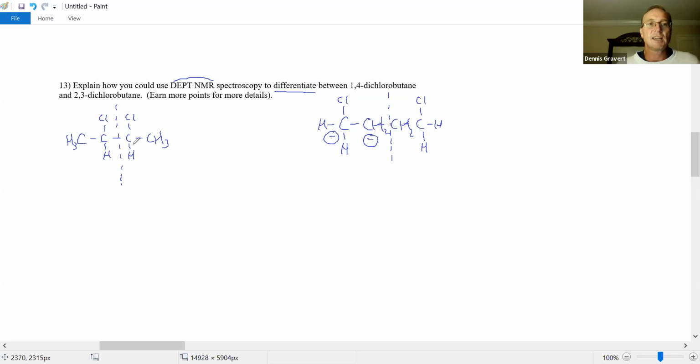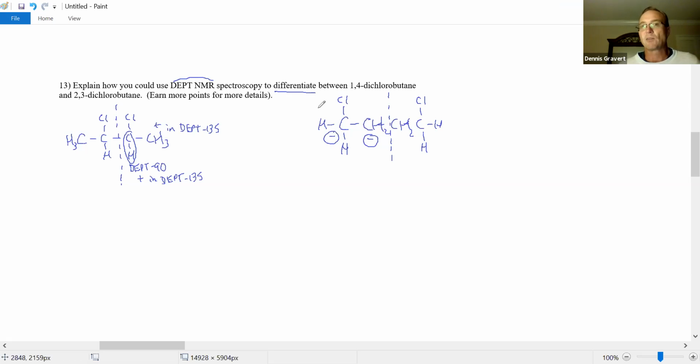So then this CH is going to be in the DEPT 90. Oh, maybe I'll circle it. That's what I did in the other problem. And this, it's also going to be a positive in DEPT 135. And this one's going to be positive in the DEPT 135. Oh, wow. So there's a lot of differences.